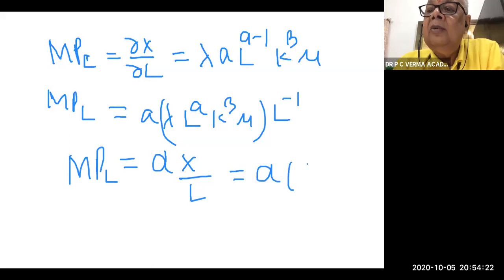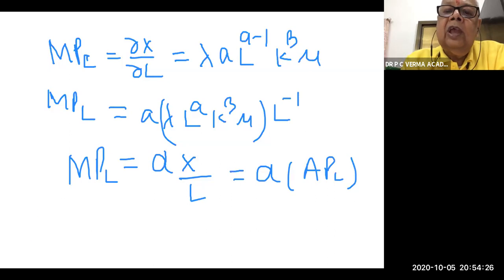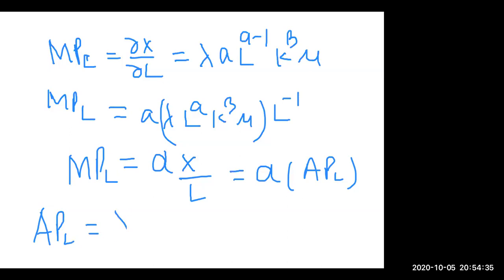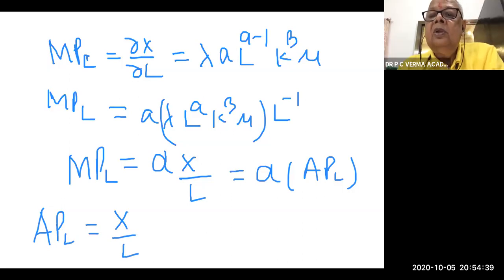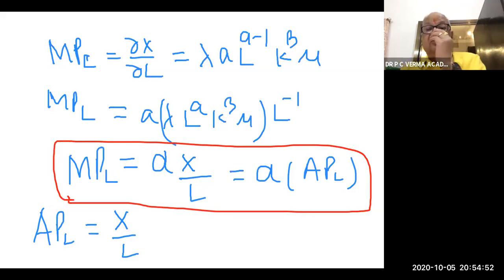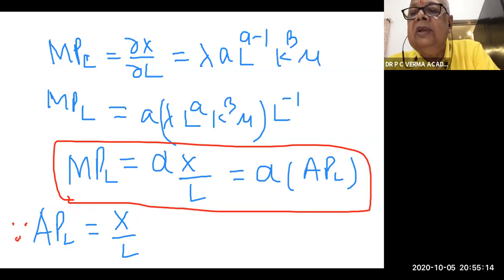which is equal to alpha times the average productivity of labor, because average productivity of labor is X by L. So marginal productivity of labor is equal to alpha X by L, which is alpha APL, because APL is equal to X by L. Correct? Yes, sir.